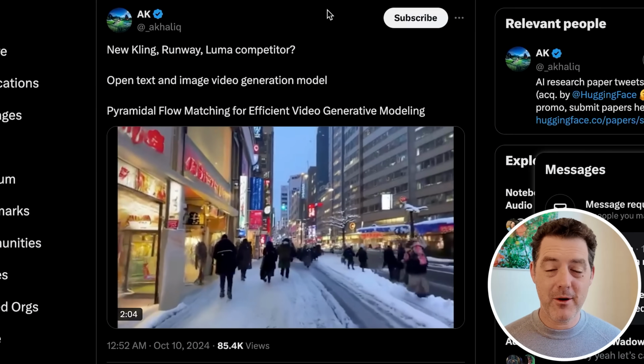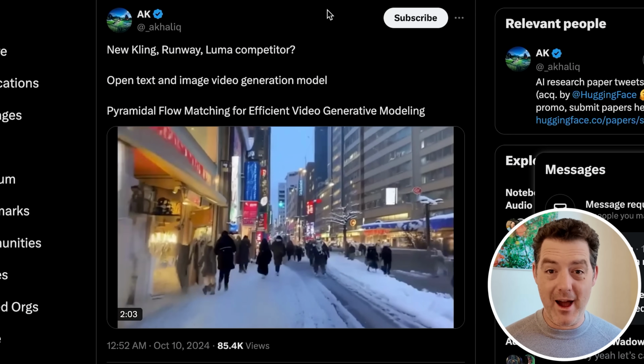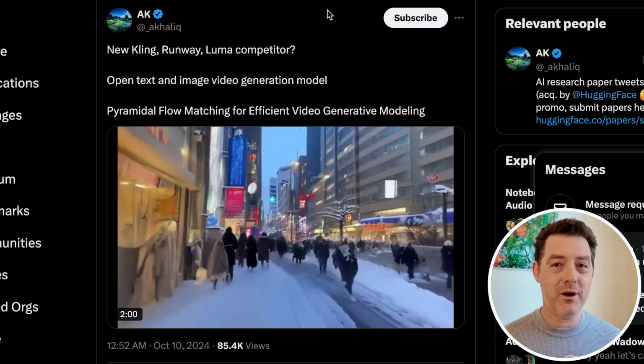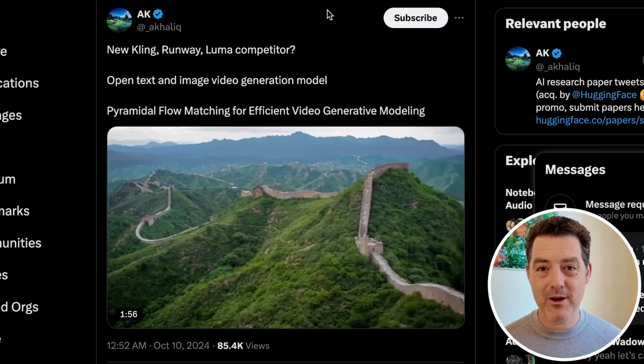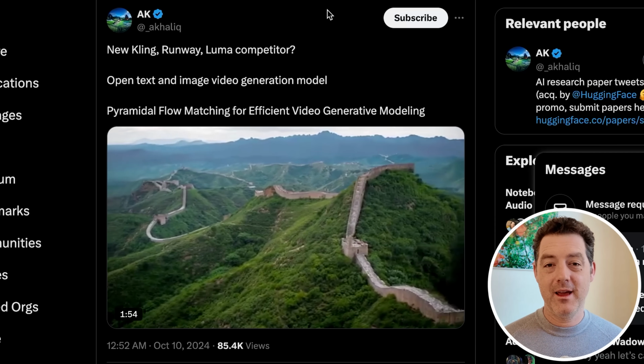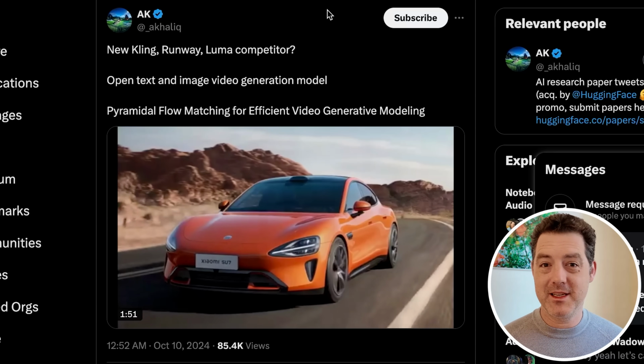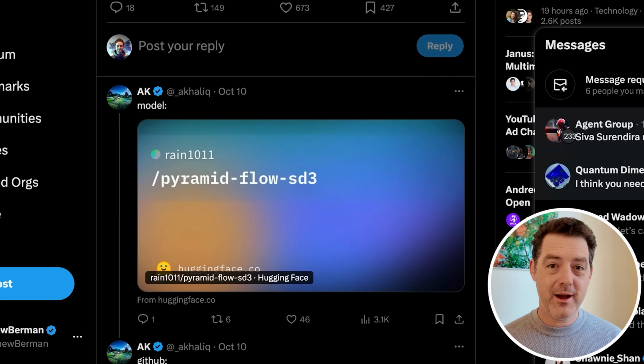Next, another text-to-video model is out there, and this time it is out and completely open source. And why do I say that? Well, it seems like a lot of different companies are announcing text-to-video models, Meta, OpenAI, and none of them are actually releasing them. This one is called Pyramid Flow SD3.